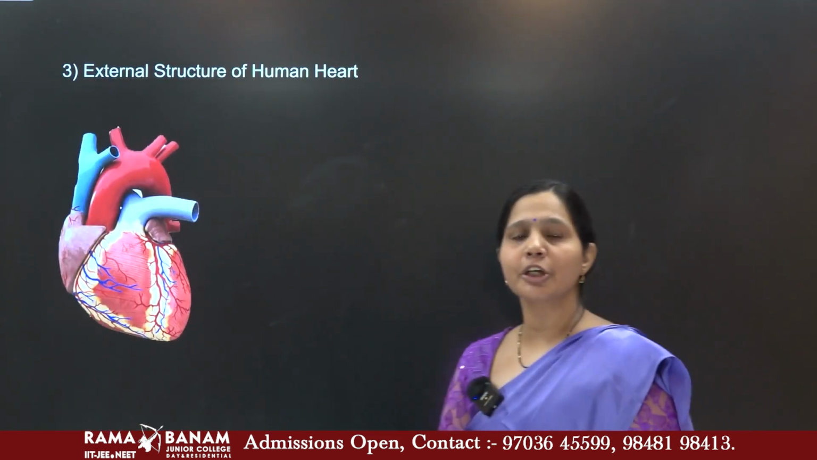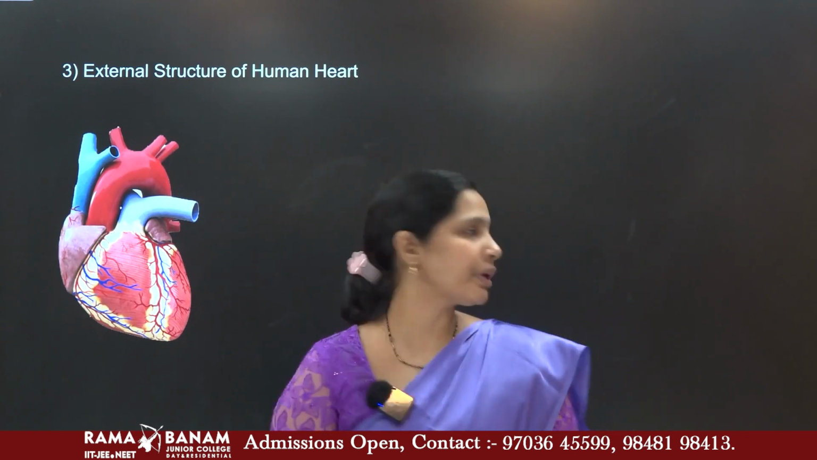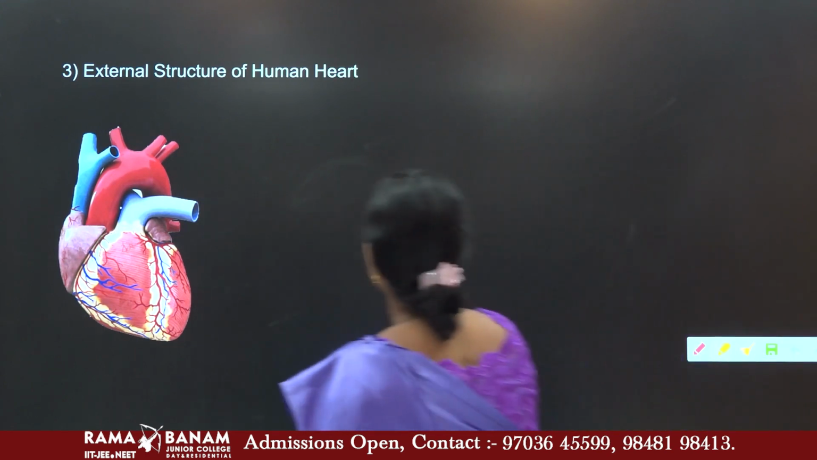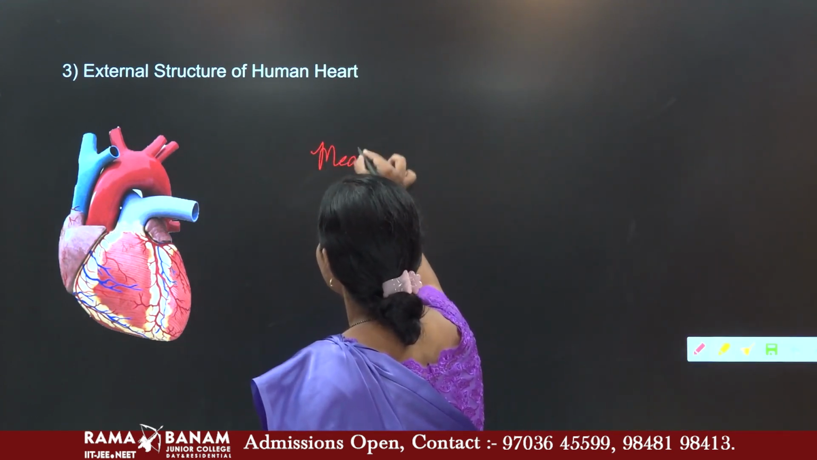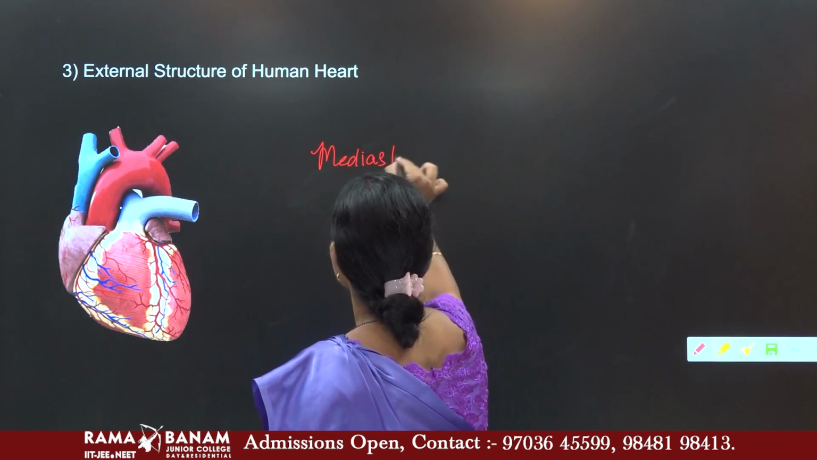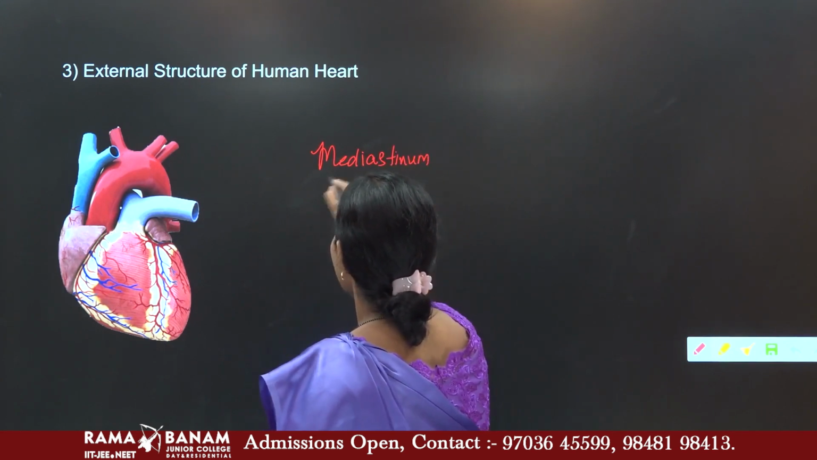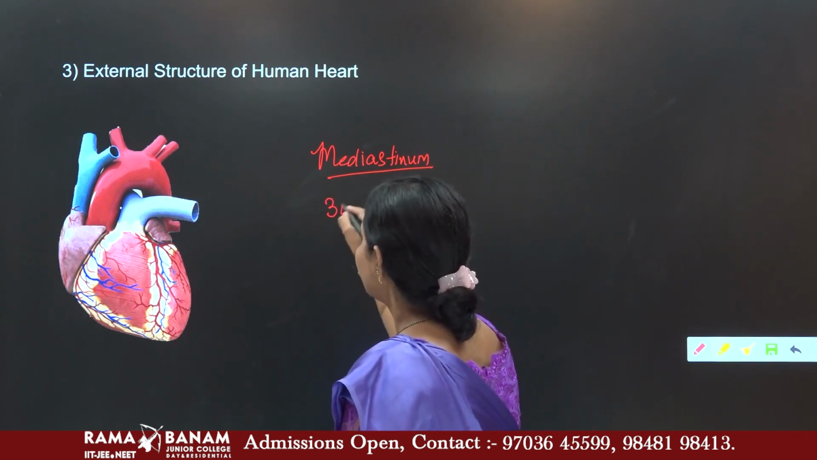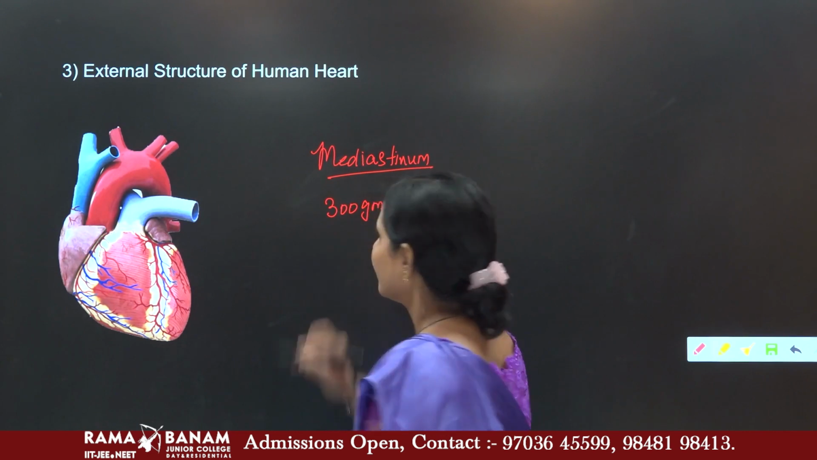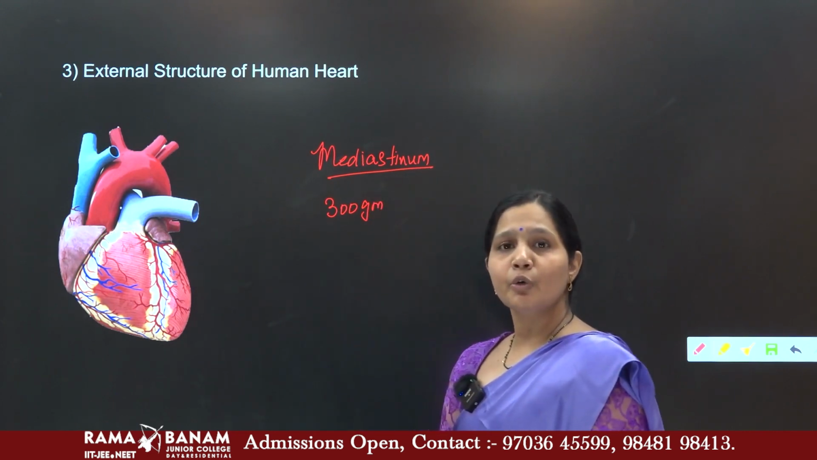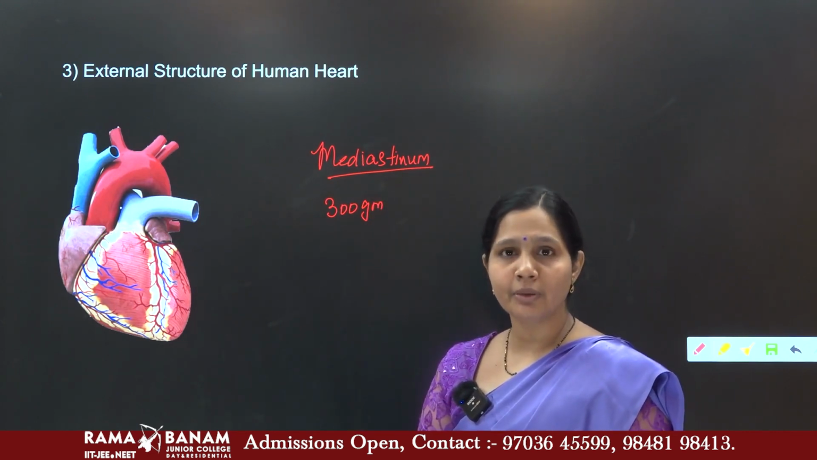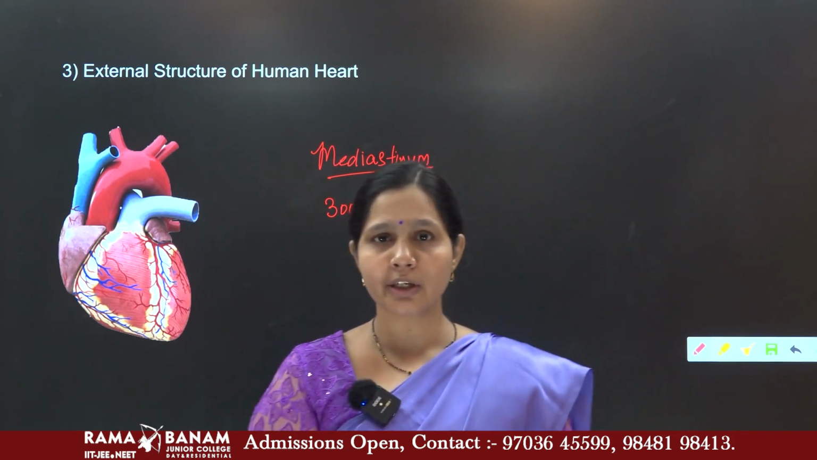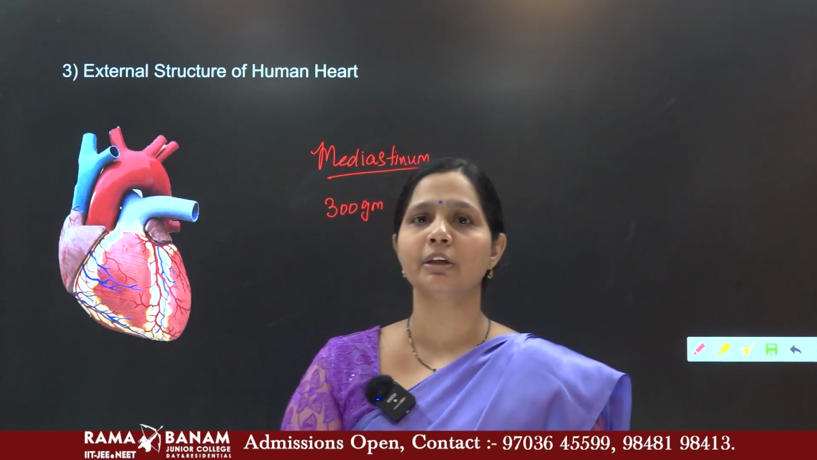Coming to the external structure of the heart, the heart is located in the mediastinum, and an adult human being has a heart weighing about 300 grams, right. It is located in the thoracic cavity above the diaphragm, protected by the rib cage with the vertebral column at the back.